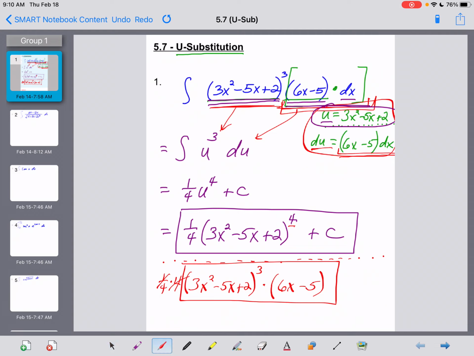So at this point, everybody, I feel supremely confident in that answer right there because we tested it and it did the thing that we needed it to do. So everybody, that's u substitution in a nutshell.